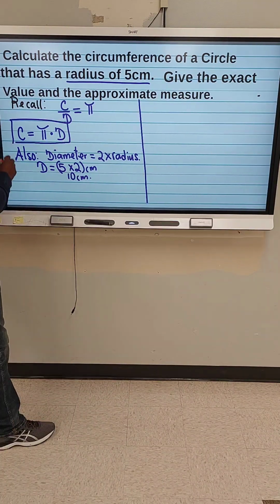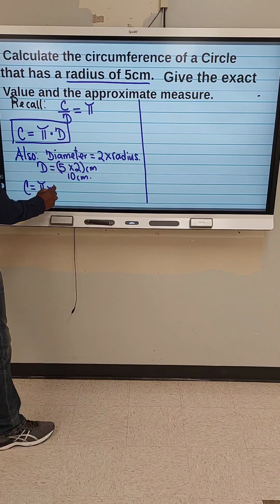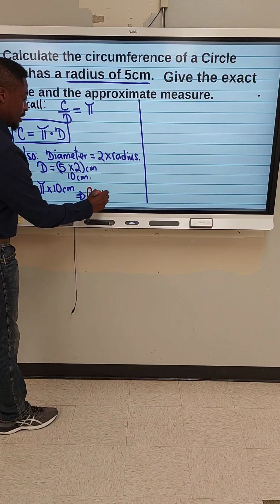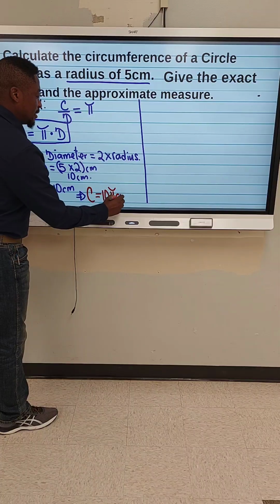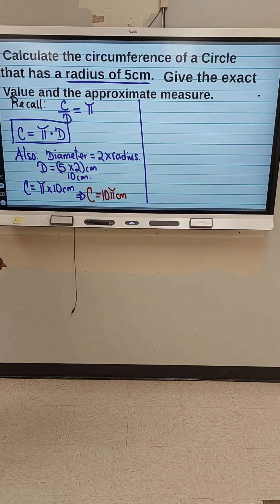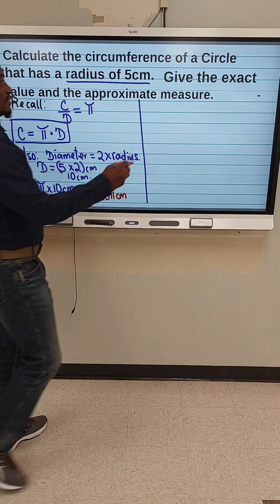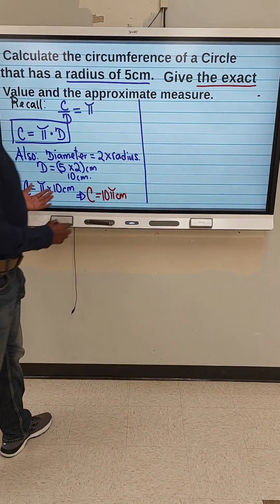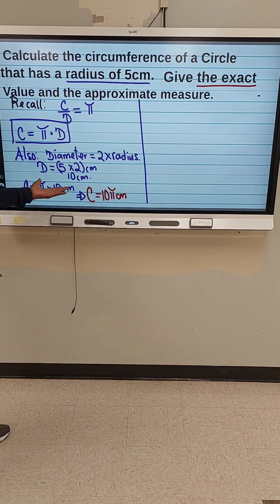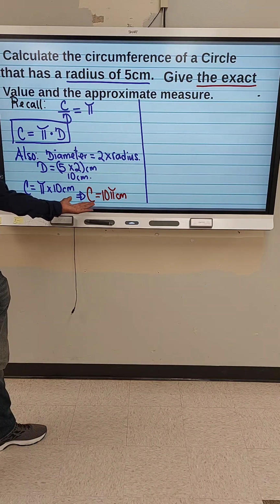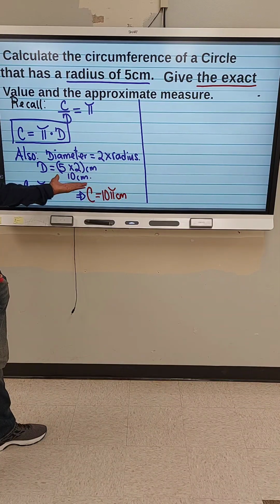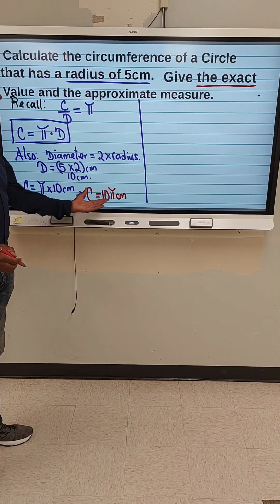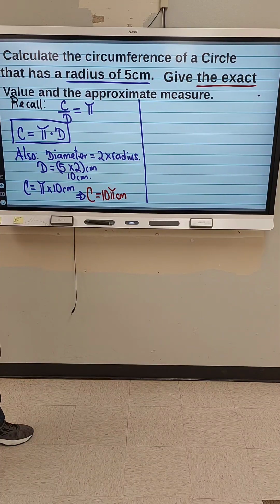That said, the circumference of the circle will be pi times 10 centimeters, which is 10 pi centimeters. Now, this is considered the exact value of the circumference because the value is given in terms of pi. Pi has not been replaced by 3.14 in this calculation, and so this is considered to be the exact value for the circumference.